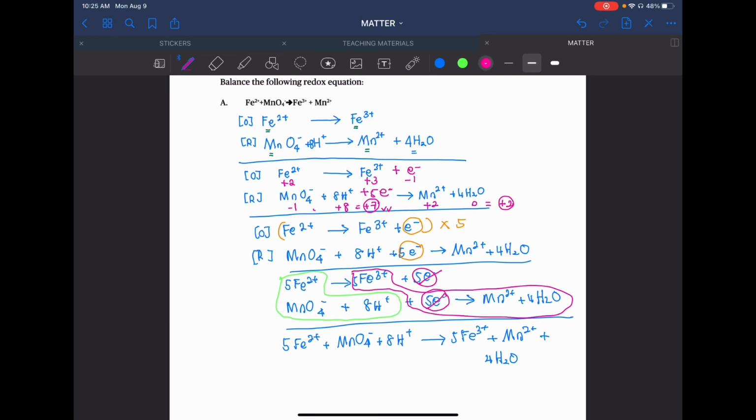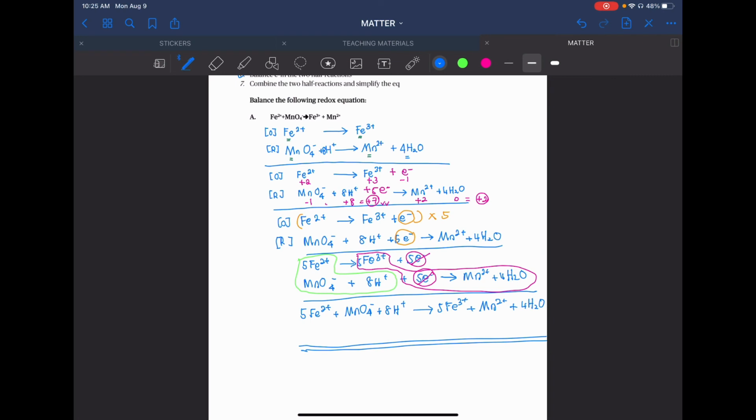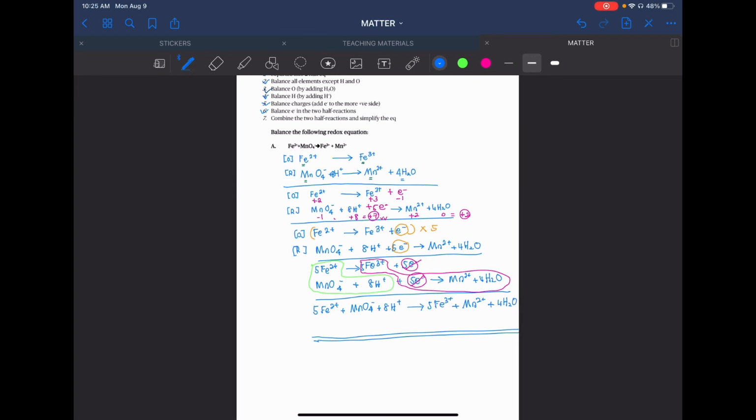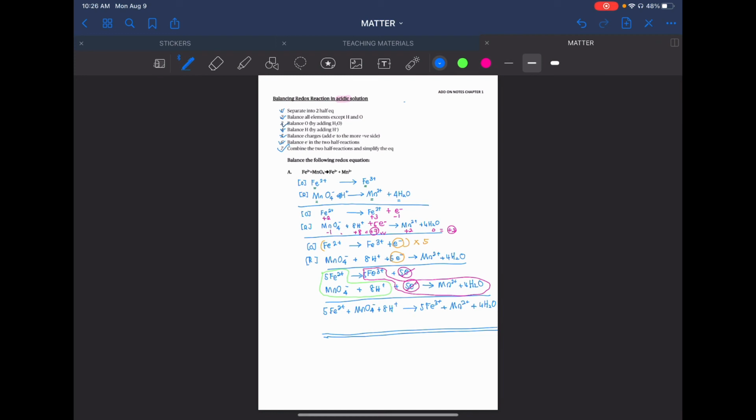So basically, this is your redox equation. Sepatutnya redox ni ditulis dalam satu straight line. 4H2O. Okay, so this is your final answer. Agak panjang, but if you follow all the step, you will be fine. Okay.